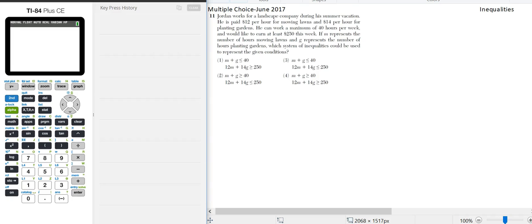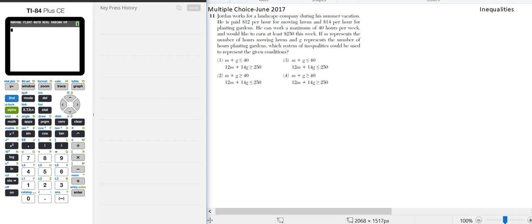Jordan works for a landscape company during his summer vacation. He is paid $12 per hour for mowing lawns and $14 per hour for planting gardens. He can work a maximum of 40 hours per week and would like to earn at least $250 this week. If M represents the number of hours mowing lawns and G represents the number of hours planting gardens, which system of inequalities could be used to represent the given conditions?